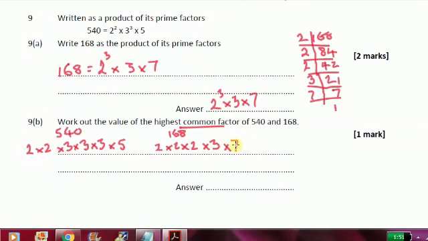Now I can compare the two numbers and look for common factors. I've got 2 times 2 in the first one, and I've got 2 times 2 in the second one, so that's common. Then I look, I've got a single 3 there and a single 3 there. I can't have any more 3s because there's no 3s in 168, and there's no 7s and there's no 5s which are common, so I'm just left with what I've underlined there, 2 times 2 times 3, or in other words, 12.